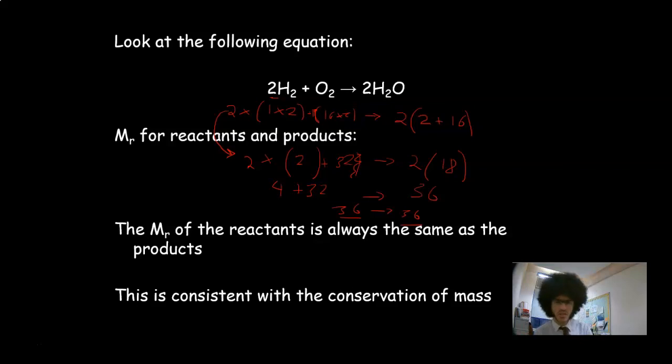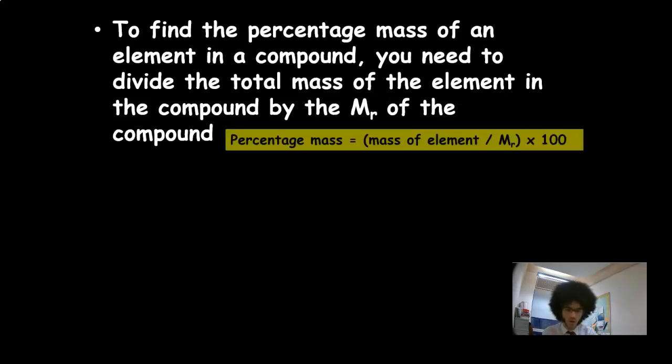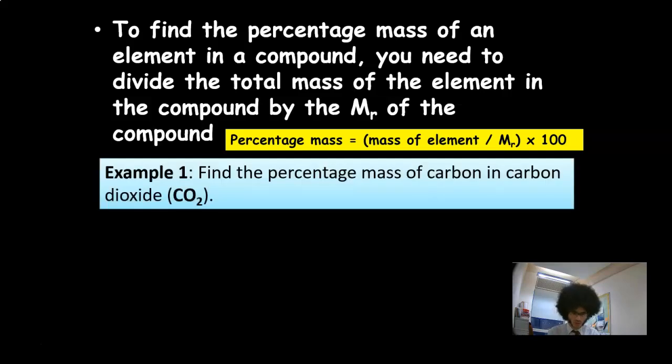The final thing I want to talk about today is percentage mass calculations. Now, to find the percentage mass of an element in a given compound, you need to divide the total mass of that element by the MR of the compound. And I've got an equation here which is worth noting down. It's relatively straightforward. You have to multiply it by 100 to get a percentage. So let's do an example just to show how this works.